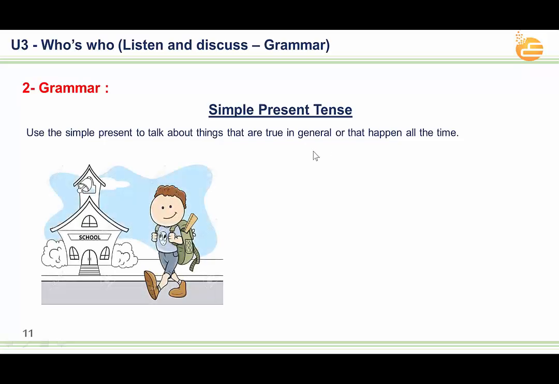For example, this boy, every day he goes to school. So all the time, every day he goes to school. For example, his name is Ali, okay? Ali goes to school every day. Also, if something is true, we call it a fact. For example, the sun rises in the sky. This is a fact. It happens every day, over and over. Very nice.